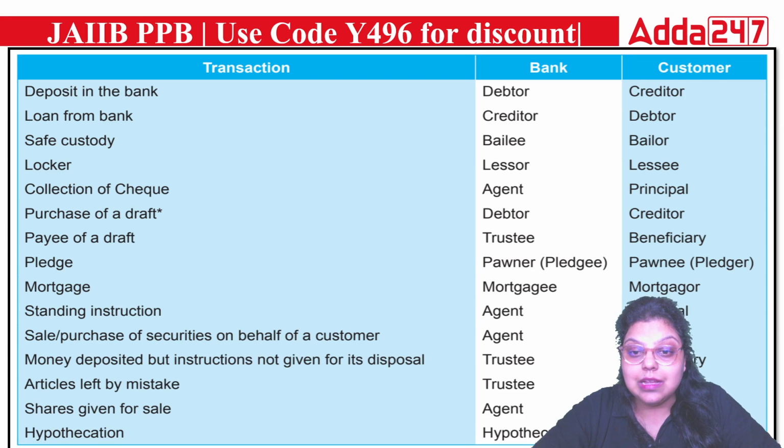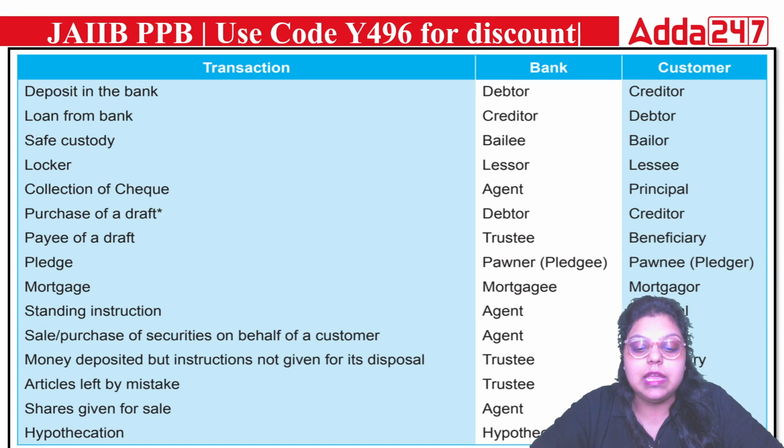Now let's start with the banker-customer relationship. The banker-customer relationship represents, on the basis of the contractual relationship between a bank and a customer, what relation they have with each other. First, if you are depositing money in a bank account, let's say for example I am opening a bank account, in that case I will be the creditor and the bank will be the debtor. If I am taking a loan from a bank, in that case the bank will be the creditor and I will be the debtor. If I am giving certain valuables of mine to a bank to secure them in safe custody, in that case the bank will be the bailee and I will be the bailor. And if I am renting a locker in a bank, in that case the bank will be a lessor and I will be a lessee.